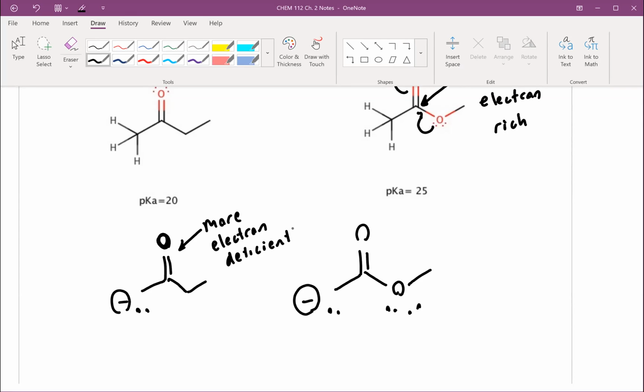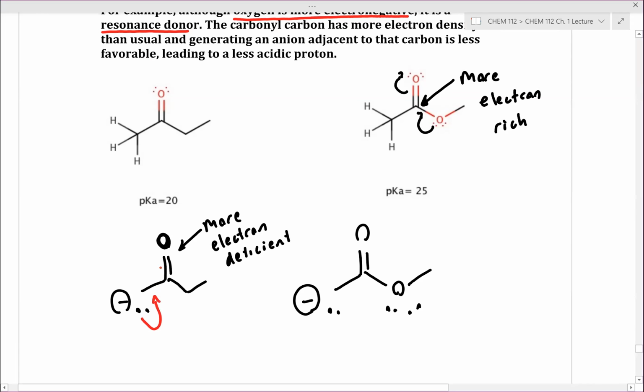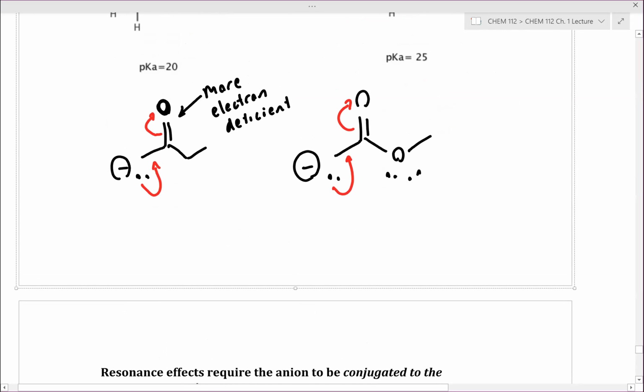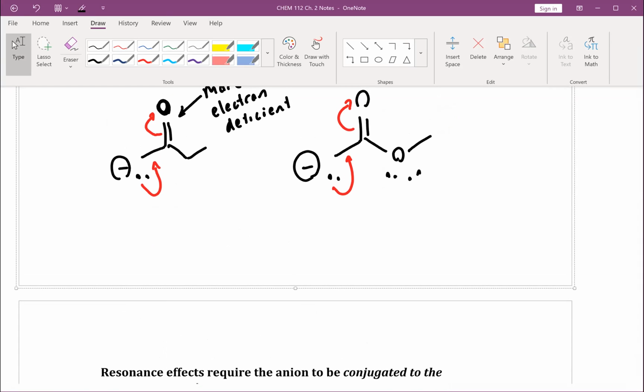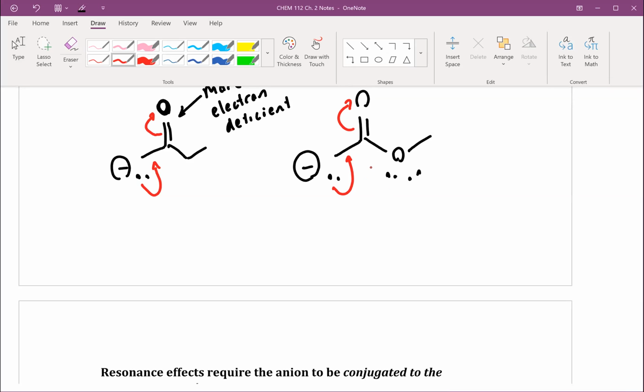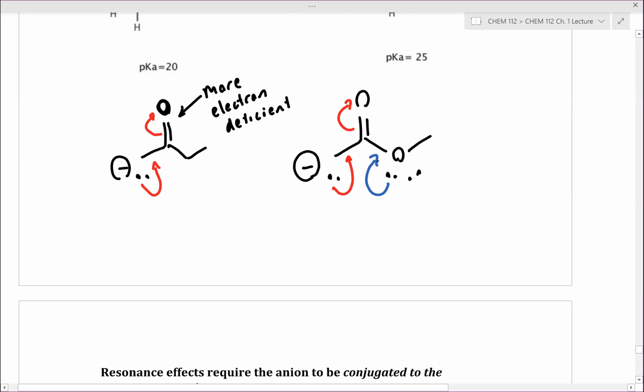So then, if we try drawing out some resonance structures for these molecules, the one thing that you can immediately notice when you start trying to draw resonance structures is that your resonance donor is pushing electron density, or attempting to push electron density, into our carbonyl.